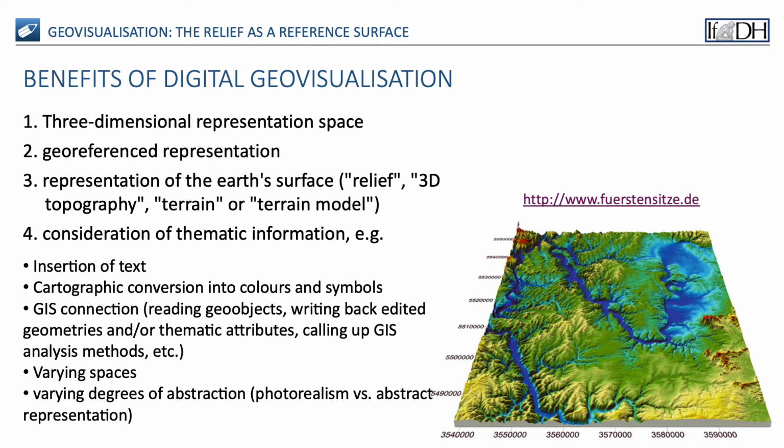Furthermore, there are various possibilities to represent the Earth's surface, namely as relief, 3D topography, terrain, or as terrain model. Above all, our terrain model can be enriched with thematic information. This can be done by inserting text and by cartographical implementation in colors and symbols. The Qgis connection, that is the use of geographic information systems, enables the reading of geo-objects, the writing back of edited geometries and or thematic attributes, the calling up of Qgis analysis methods, and so on.